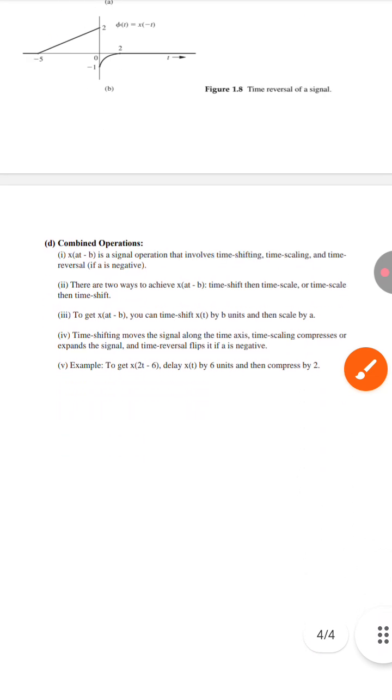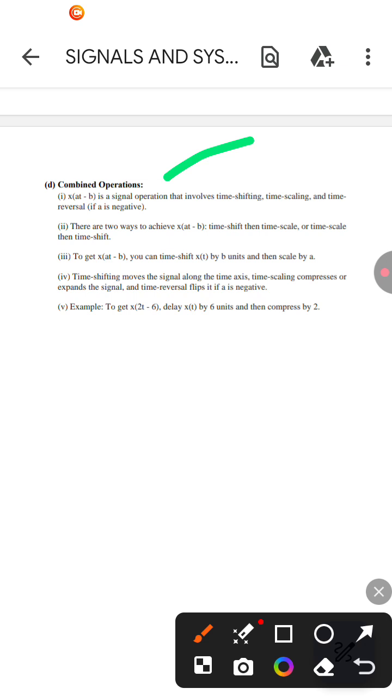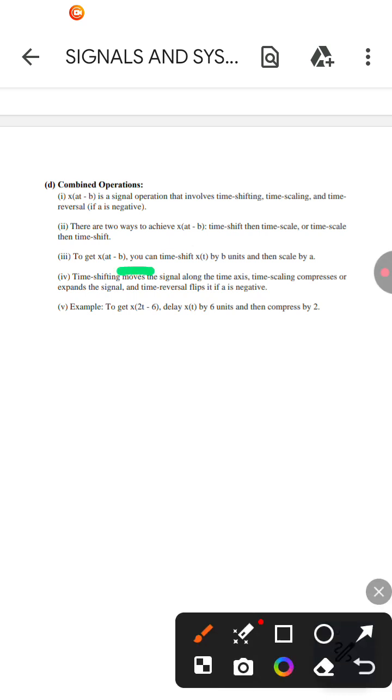The next one is the combined operation. Here x of at minus b is a signal operation that involves time shifting, time scaling, and time reversal. If a is negative, there are two ways to achieve x of at minus b: first time shifting and then time scaling, or first time scaling and then time shifting. To get x of at minus b, you can time shift x of t by b units, and then scale by a.